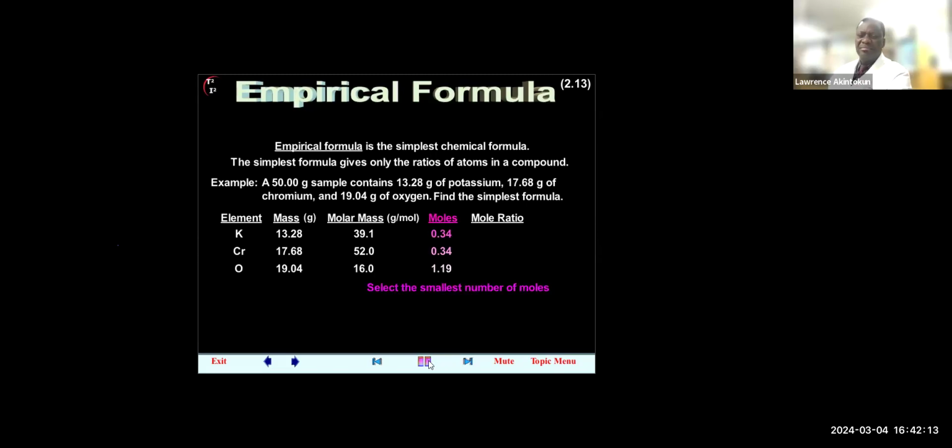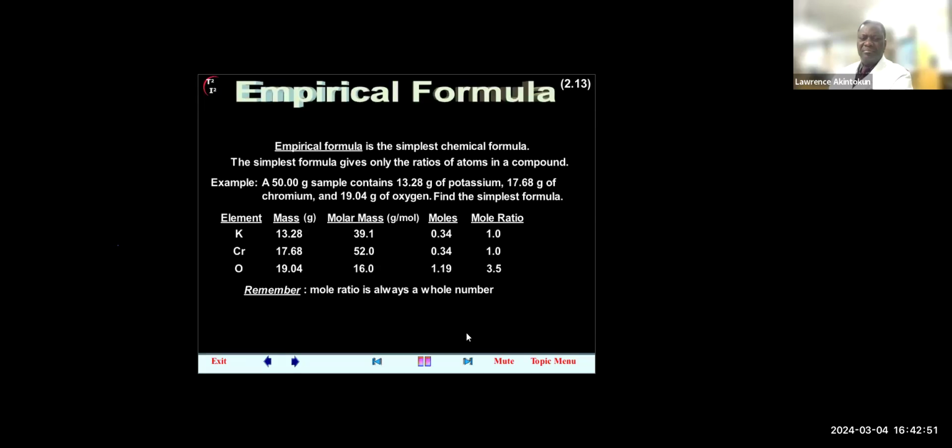Select the smallest number of moles. Mole ratio: 0.34 divided by 0.34 is equal to 1.0. Mole ratio: 0.34 divided by 0.34 is equal to 1.0. Mole ratio: 1.19 divided by 0.34 is equal to 3.5.